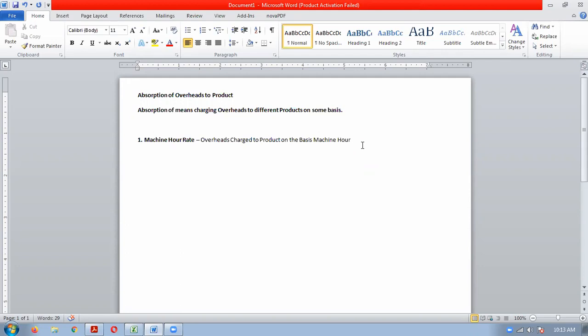See, simple. Overhead means what? Indirect cost. So it will be related to more than one product. It is a common expenditure. Okay, overhead means what? For purpose of understanding, you can understand it is a common expenditure. So how we will charge the overheads to different products on basis of machine hour? Let us understand with an example of an illustration.